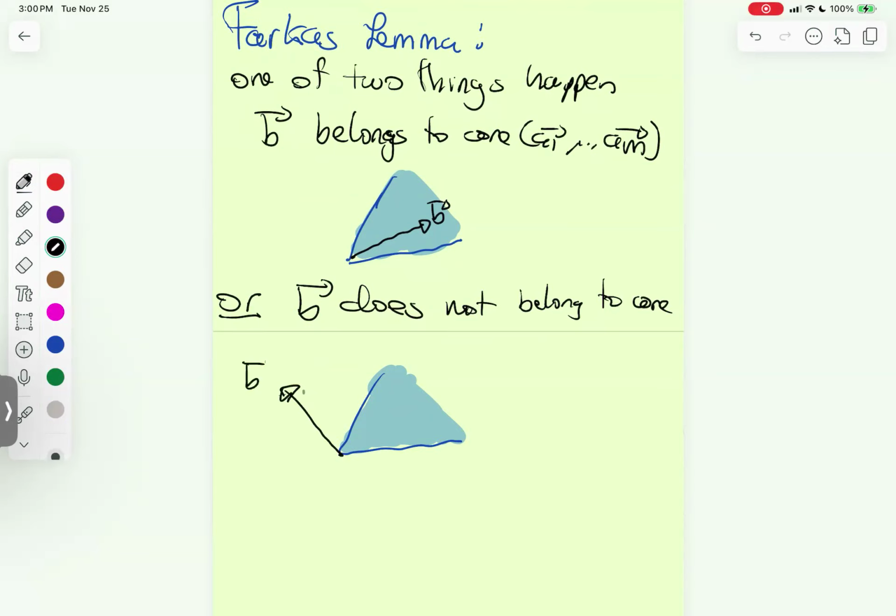Let me just draw the picture so that it looks easy. So maybe the vector B is somewhere there, outside the cone. But because the cone is a convex set, the separation lemma says that you can separate the cone from the vector B with a hyperplane or a line. So you can separate the two. But what does it mean to separate it? It means that you are on one side of the plane and the cone is on the other side of the plane.